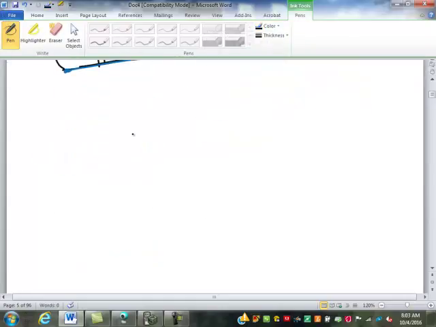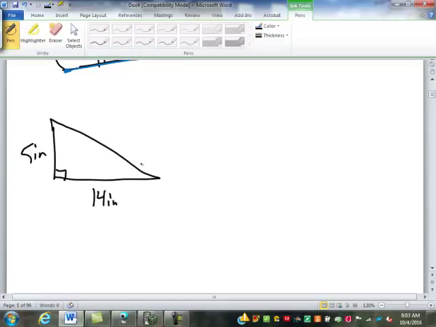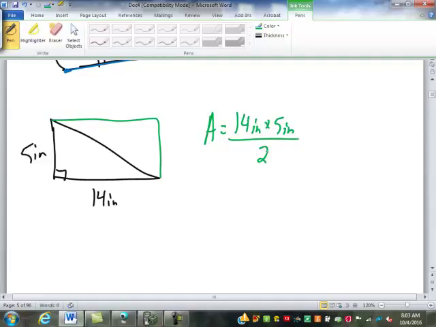Now I can deal with something like this. How's this area going to be found? Well, if I fill this in here, this is just the original rectangle, isn't it? The area of that rectangle is 14 inches times 5 inches. But that triangle is only half of it. So it's divided by 2. So that's going to be 35 square inches.